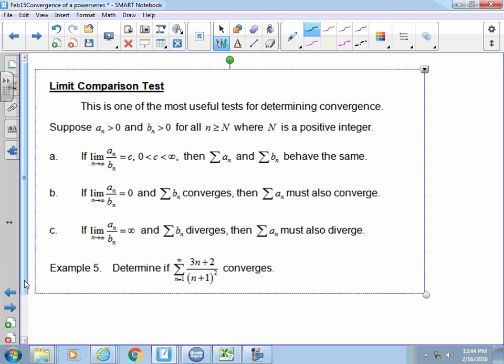Suppose you have a sub n greater than 0 and b sub n greater than 0 for all n greater than capital N. What that means is if the first 2 terms are negative, that's okay. If there's a place where after that all the terms are positive, then we can use a limit comparison test. If the limit of a sub n over b sub n equals a constant that is positive, then the sum of a sub n and the sum of b sub n behave the same.